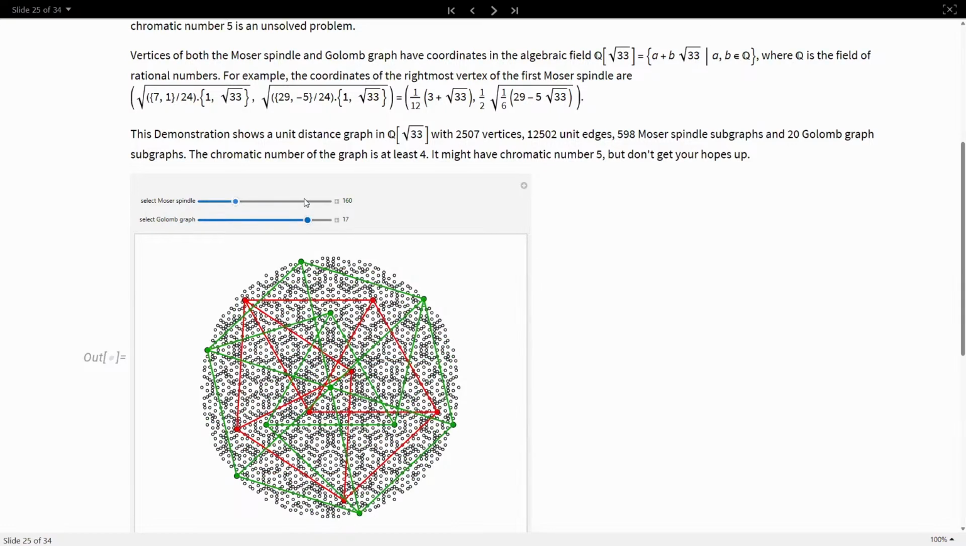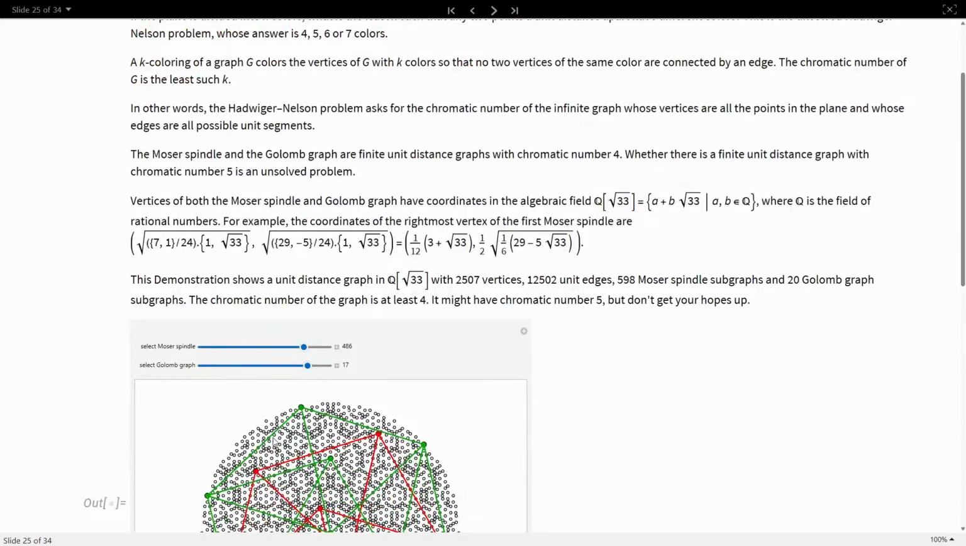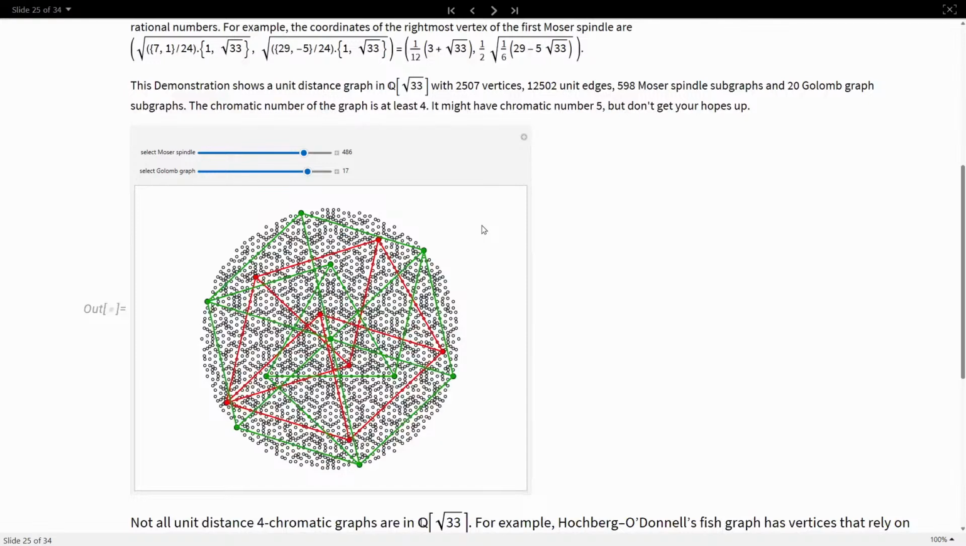I started a search, and this particular set of points had a whole bunch of different Moser spindles and Golomb graphs in it. I played around with that, and one thing that became clear to me was that all of the points were in the algebraic field of the square root of 33. I could represent everything with that field, so I started doing a heavy search within it to come up with more and more points.